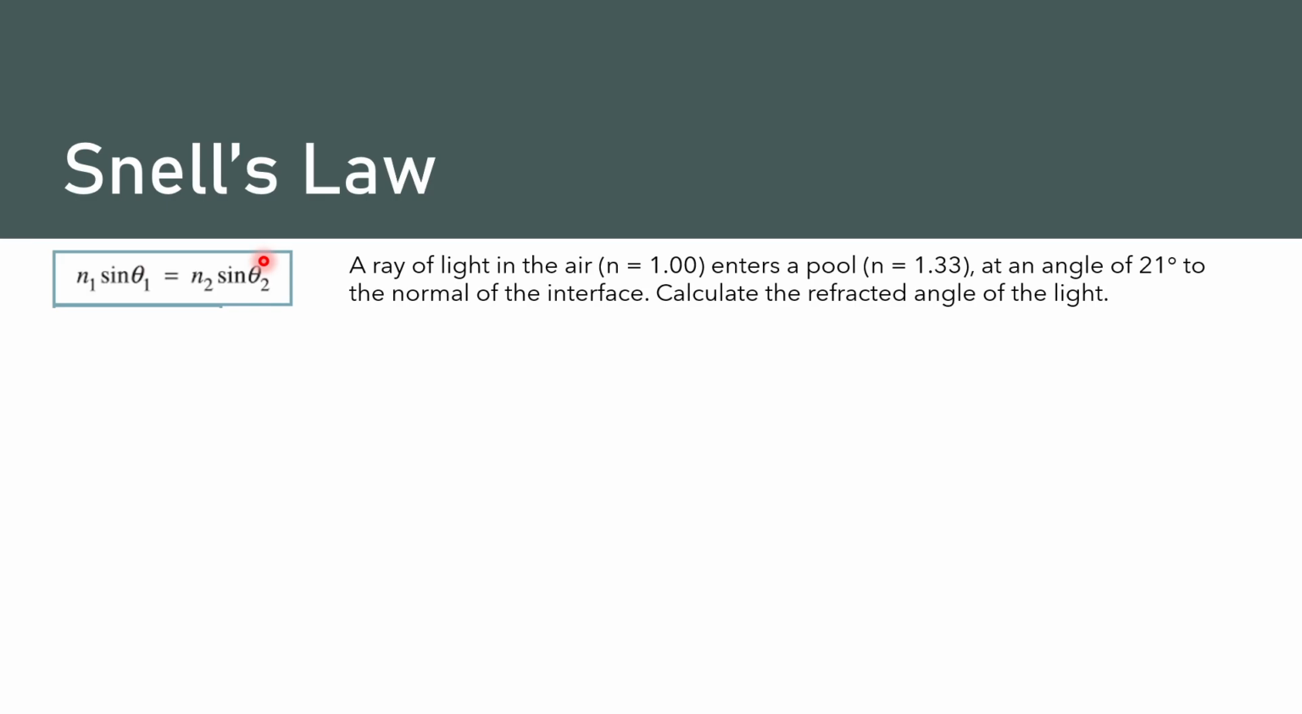So in our practice question for today, we have a ray of light in the air where N is equal to 1, enters a pool where N equals 1.33 at an angle of 21 degrees to the normal of the interface. We're being asked to calculate the refracted angle of the light. The first thing I'm going to do to support the solution for this question is to write out a data column and draw a diagram to demonstrate the refraction of the ray of light as it passes into the water.